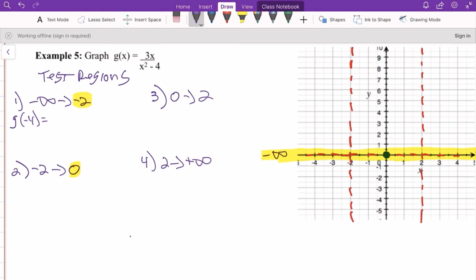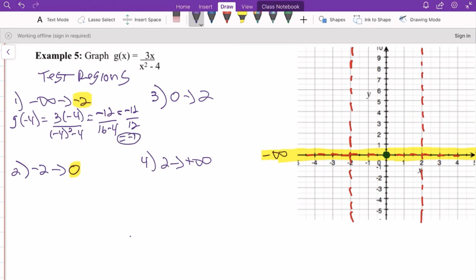So we're going to do 3 times negative 4 over negative 4 squared minus 4. So this is going to give us negative 12 over, and it's going to be 16 minus 4. Negative 4 squared is 16 minus 4. So this is going to give us negative 12 over 12. So we're going to get a value of negative 1.